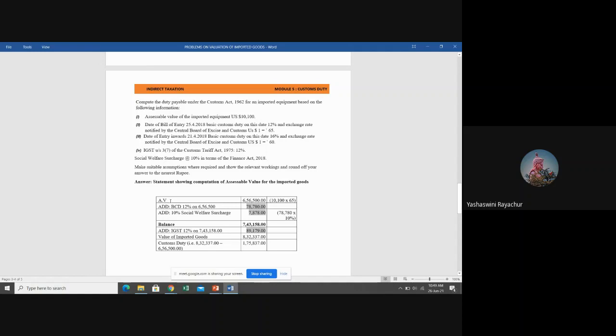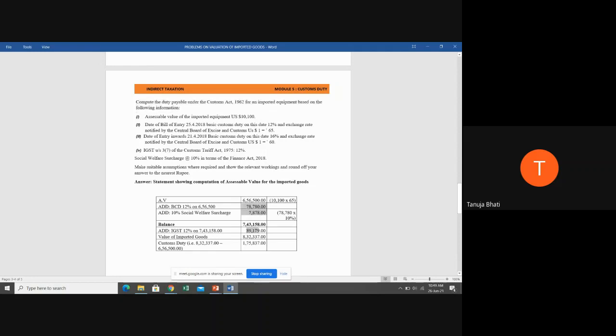75,837. Correct. How did you derive this particular figure? You added all the taxes that are paid by the importer. That is the total customs duty payable, because in the question they are asking to compute the duty payable under the Customs Act. So all this is under the Customs Act.